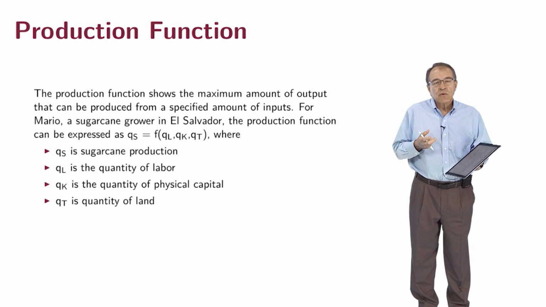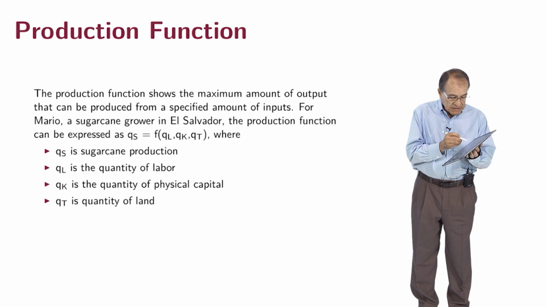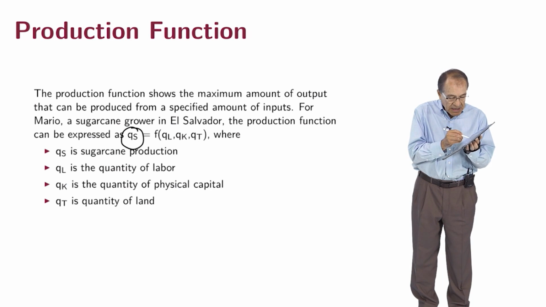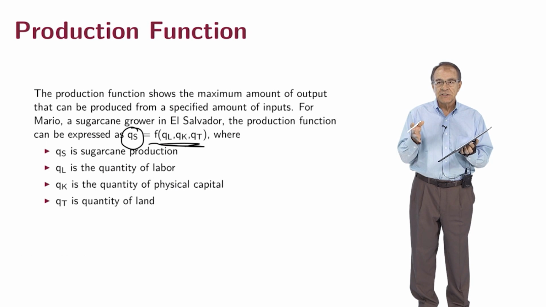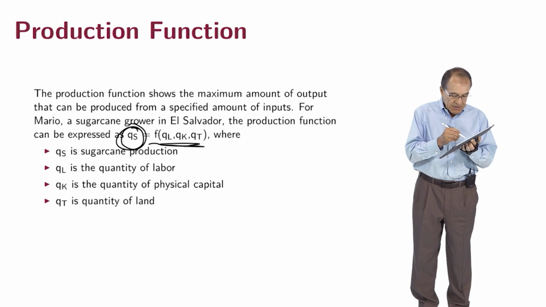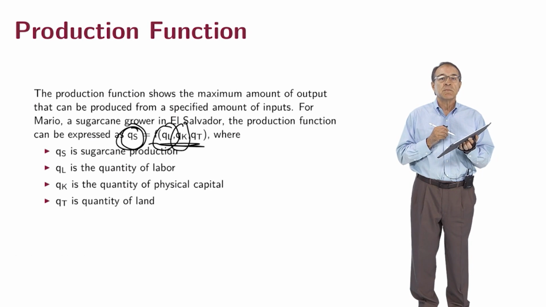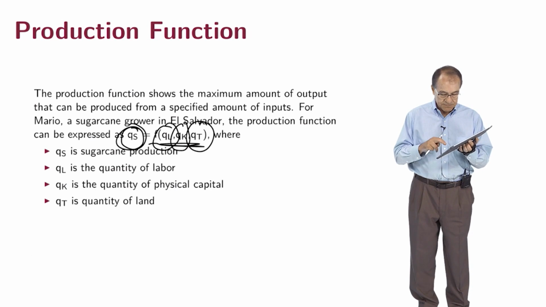To make this example more concrete, let's think about Mario, who's a sugarcane grower in El Salvador. So his production function for his farm would be expressed as the quantity of sugarcane produced as a function of the amount of the inputs. So it's a mathematical relationship, and the amount of output produced depends on the quantity of labor, the quantity of physical capital that Mario hires or rents, and the quantity of land that he uses.